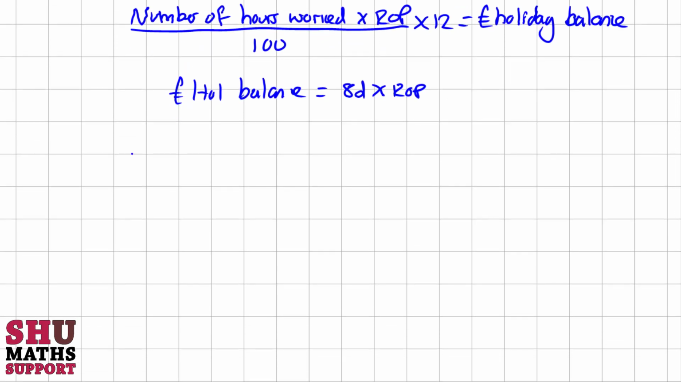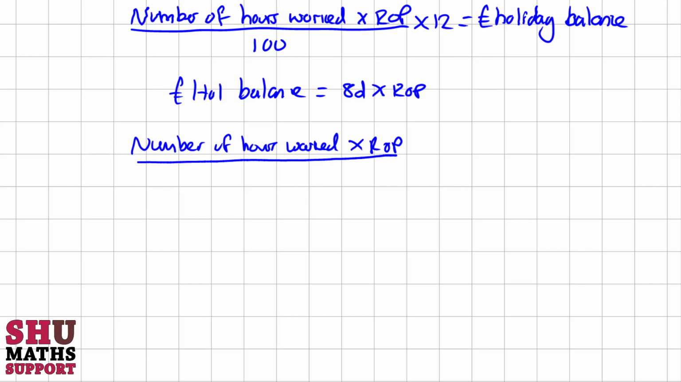So now we have the number of hours worked multiplied by the rate of pay, divided by 100, times by 12, is equal to 8d times by the rate of pay. So at this point I've made my equation. If I were to input the number of hours worked and my rate of pay, and then also make d equal to 1 because I want to know 1 day, then I could indeed find out how much holiday pay I was going to have based off those hours and that rate of pay.